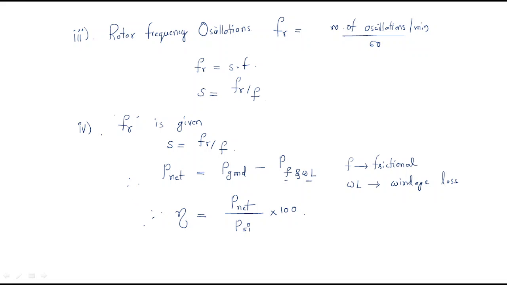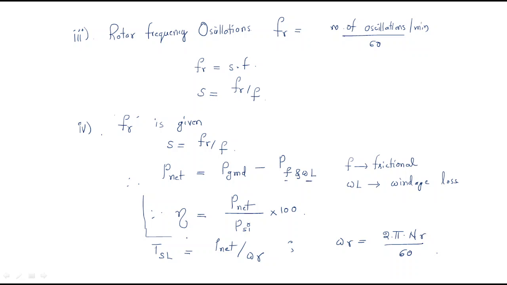Okay, and we can find out the net torque also. How can we find out the net torque? The load torque is the net power divided by the rotor speed. The rotor speed is 2 pi Nr by 60. This is the rotor speed. So by using all these we can find out the efficiency.